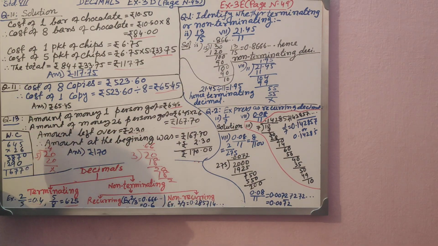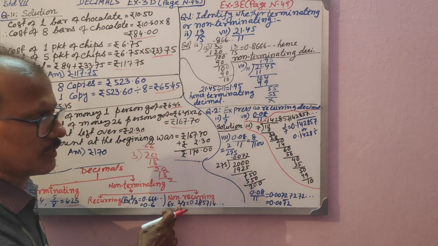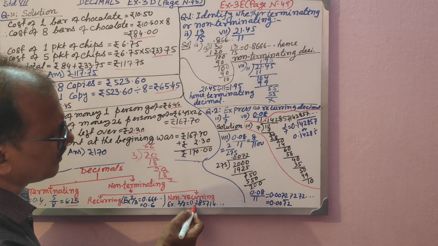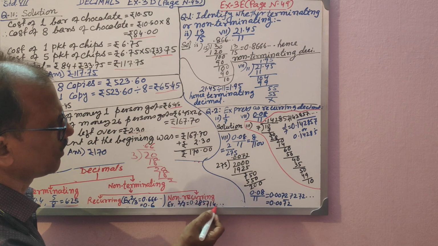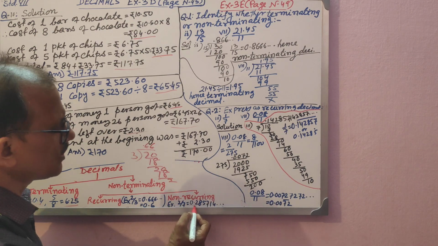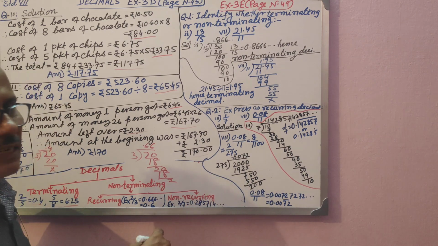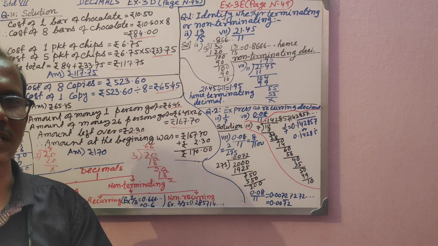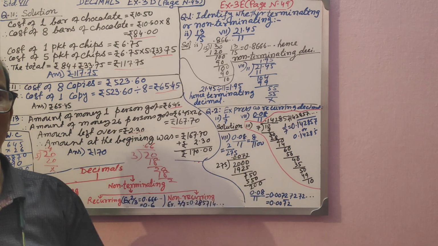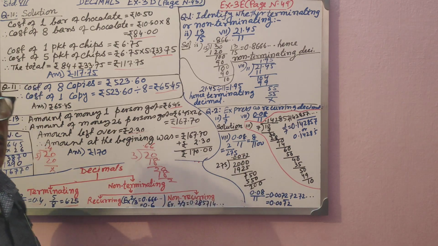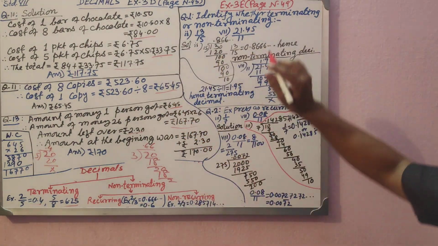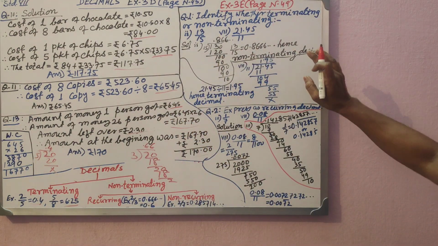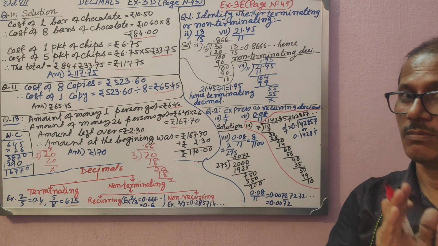And non-recurring decimal, suppose 2 by 7. You do the division, you will find in the quotient column the digits will come like 2, 8, 5, 7, 1, 4, and so on. See, there is no pattern of digits. Is there some digit repeating every time? No. So these are called non-recurring decimals. Okay, let us take examples of exercise 3E of this kind. Things will be more clear to you.